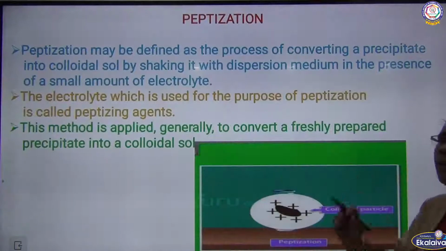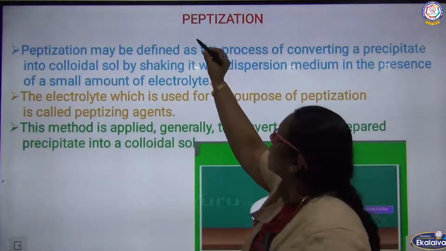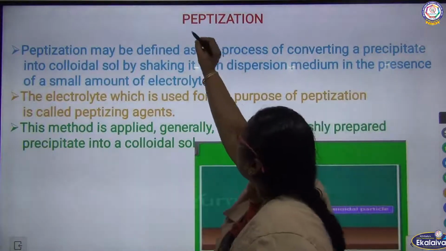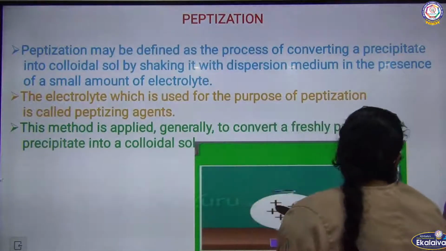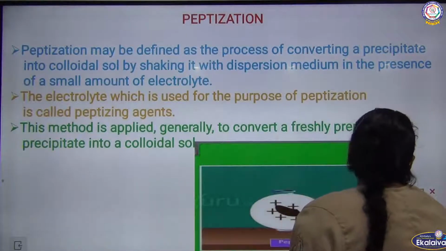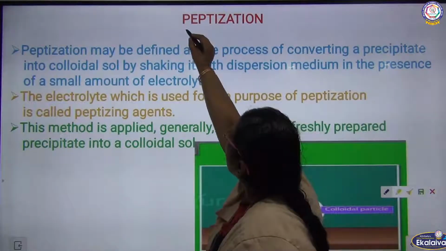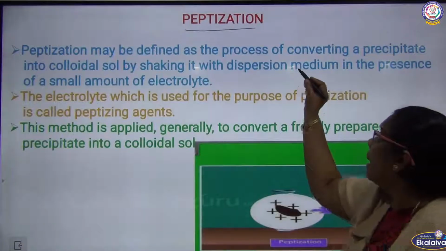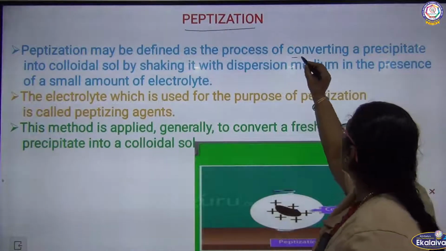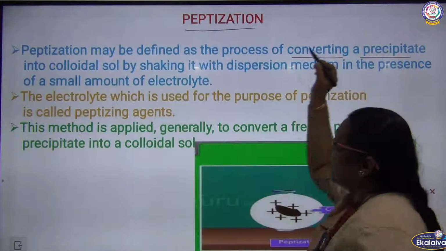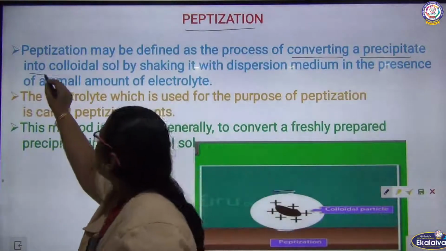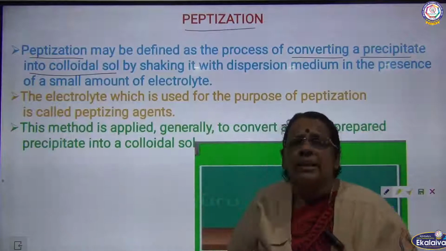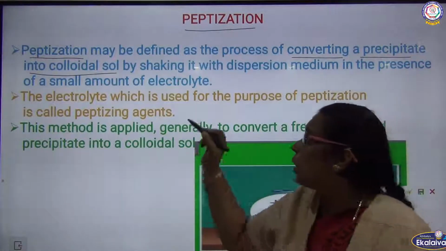The next one we are going to talk about is peptization. What is the next method of preparing lyophobic colloids? The other method of preparing lyophobic colloid is peptization. What is peptization? Peptization is a process where a precipitate is converted into a colloid.